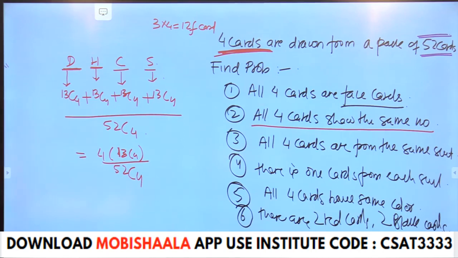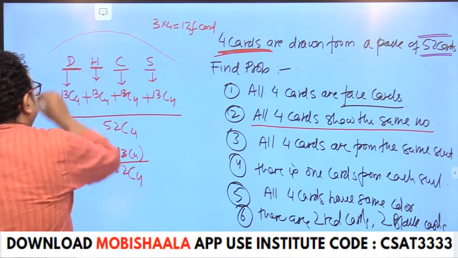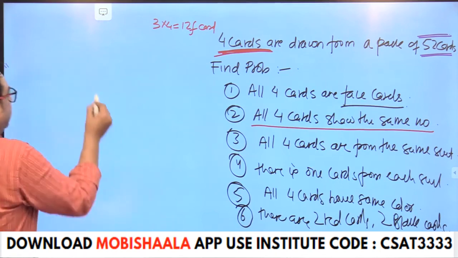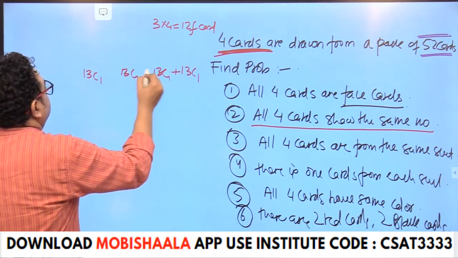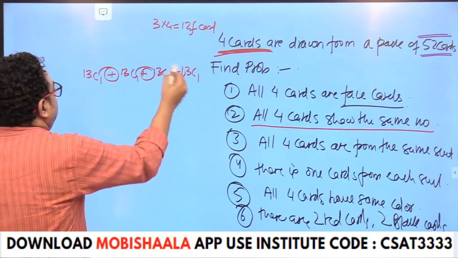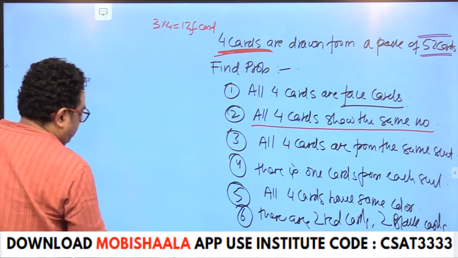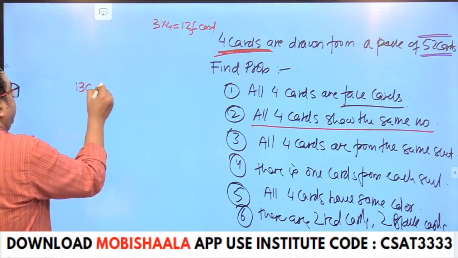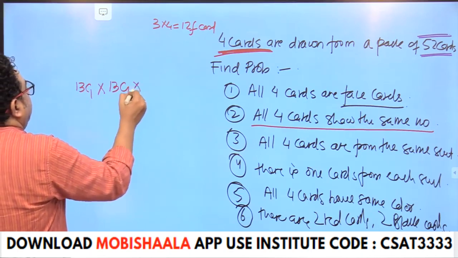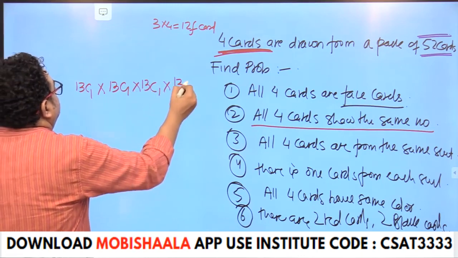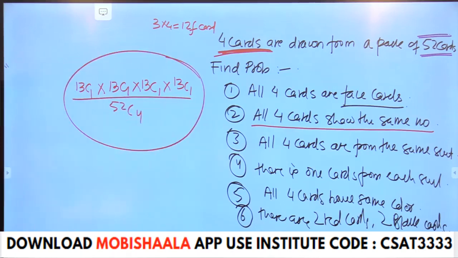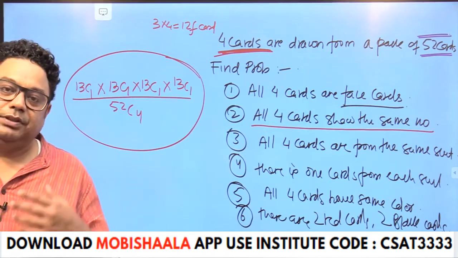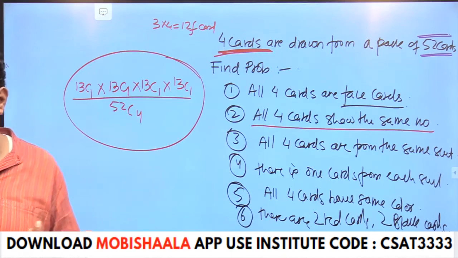Then there is one card from each suit. So most of the time people write 13C1, 13C1, 13C1, 13C1. You cannot put a plus over here. Wrong. See? So one card from heart, 13C1, and one from diamond, and one from club, and one from spade upon 52C4. Each suit is having one card, so 4 cards have to be there. So definitely multiplication would be there.